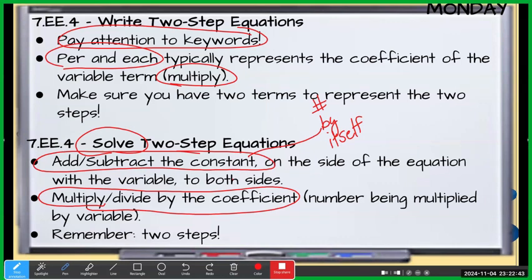How many steps do we have? 2. What's the first step? Second step? Think we can remember that? Yes.